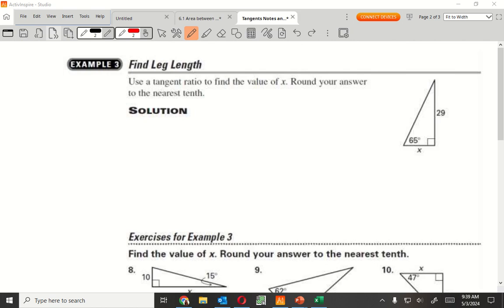Use tangent ratio to find the value of x. Round your answer to the nearest tenth. Now we need to actually go from here and find some of these values. So, tangent, I'm going to start by going this way. This one over here is my x. Hypotenuse. Hypotenuse right down here.